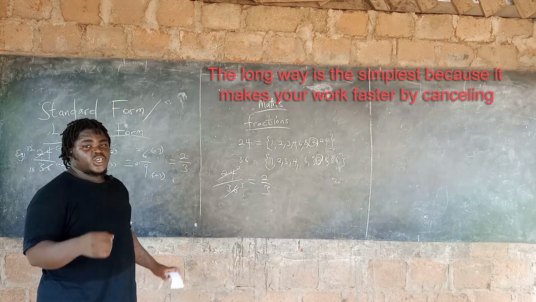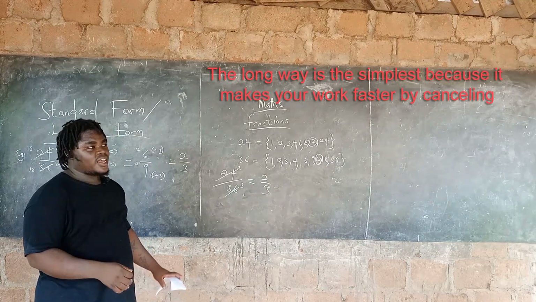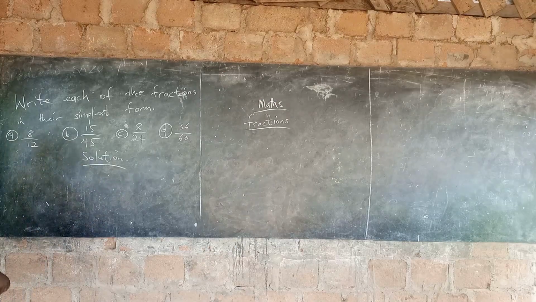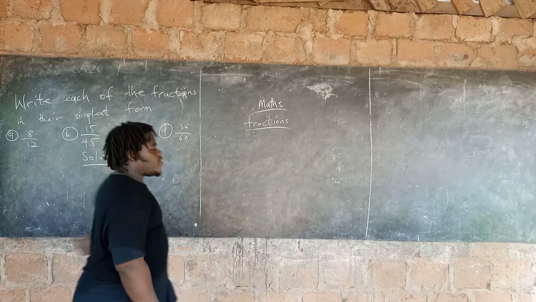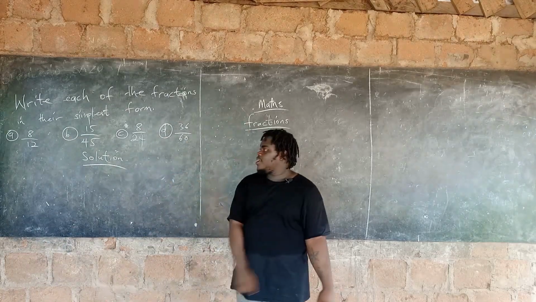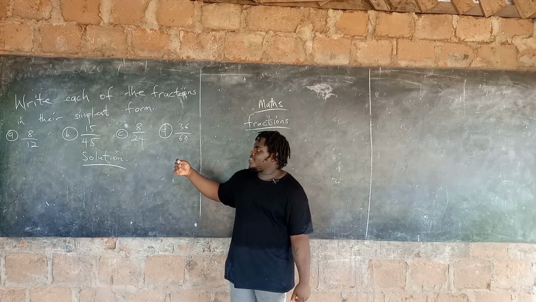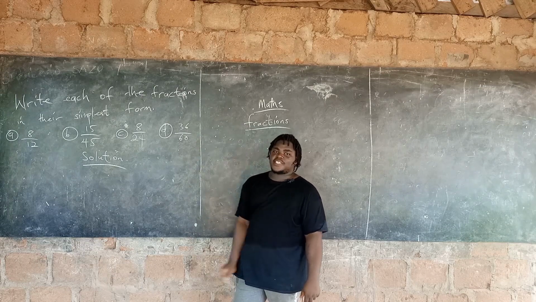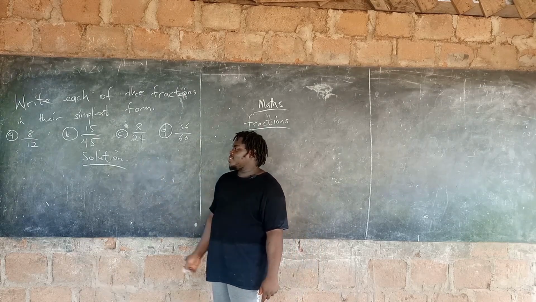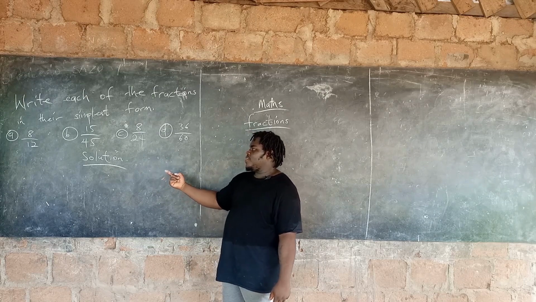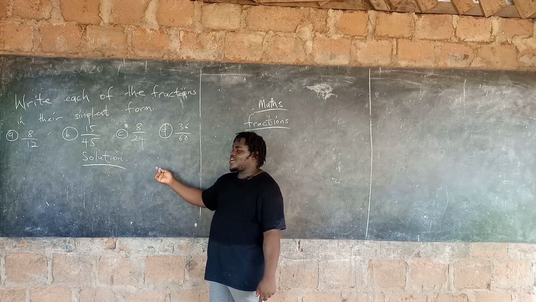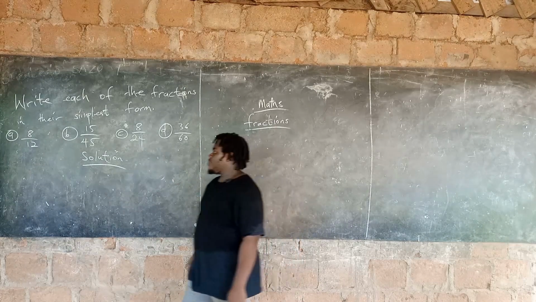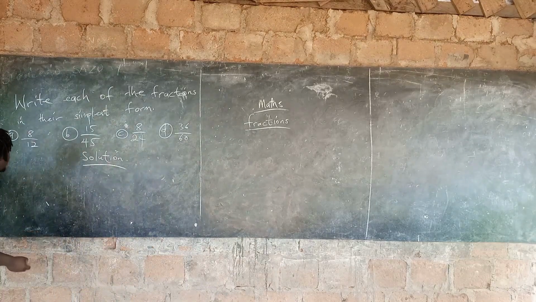If you don't understand, you pause the video and you reverse back and watch it again. Thank you. All right, so we have a couple of questions here. It is saying to write each of the fractions in their simplest form. A is 8 over 12, 15 over 45, 8 over 24, and 36 over 60. So now, let's start the working.